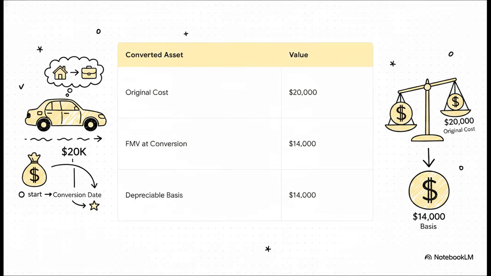Our second example looks at a personal asset converted to business use. Let's say a taxpayer bought a vehicle for personal use that originally cost $20,000. Later on, they decide to convert it entirely to business use. On the date of that conversion, the fair market value has actually dropped to $14,000. Now, the tax code completely restricts you from deducting that decline in value that happened while it was a personal vehicle. Therefore, your starting depreciable basis is strictly the lower of cost or fair market value at conversion. In this case, that's the $14,000 fair market value.